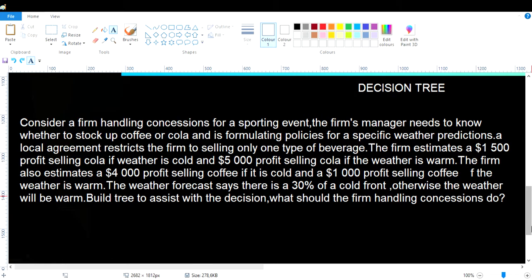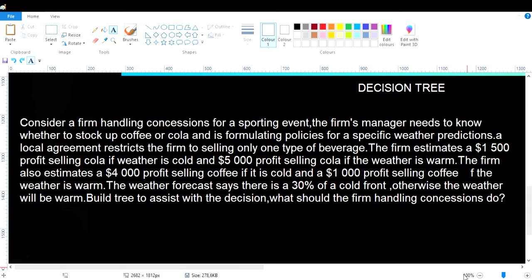Consider a firm handling concessions for a sporting event. The firm's manager needs to know whether to stock up coffee or cola, and is formulating policies for specific weather predictions. A local agreement restricts the firm to sell only one type of beverage, which means they cannot sell both coffee and cola at the same time. They have to choose one beverage.